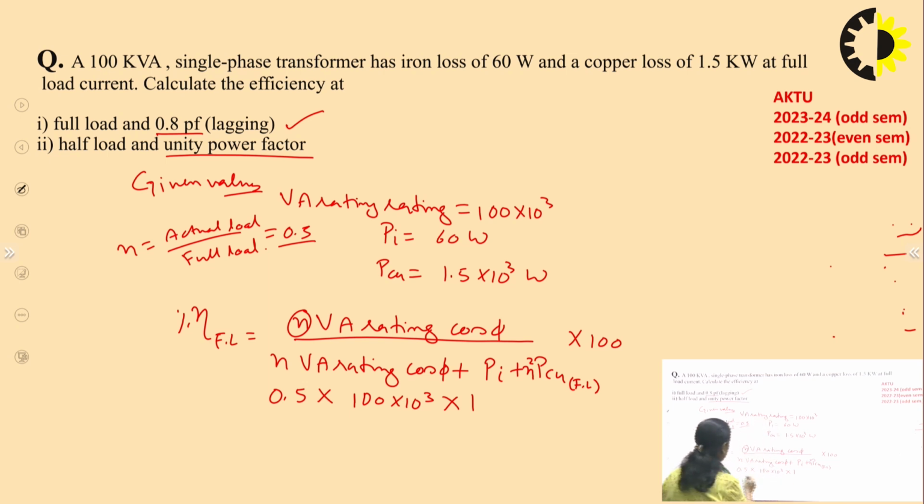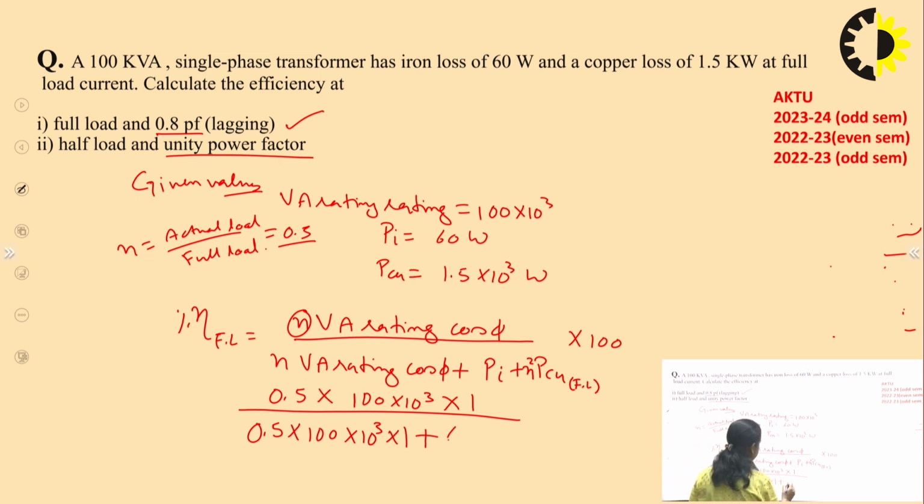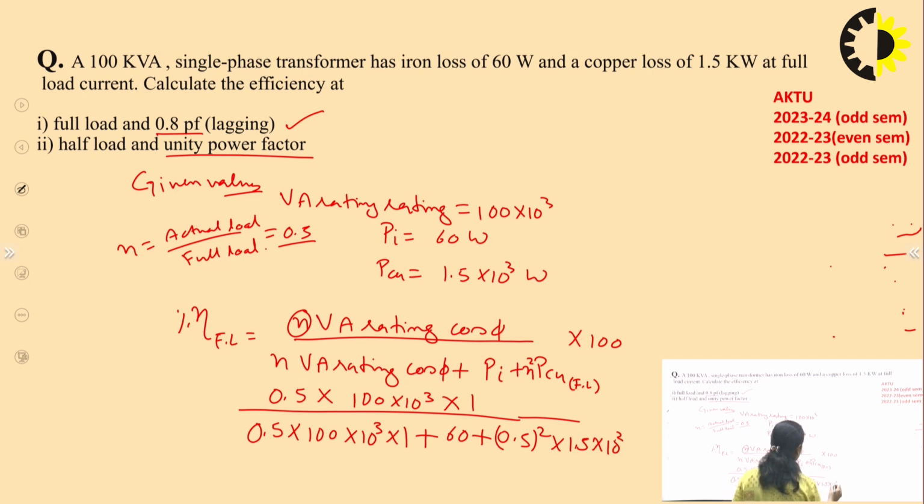So here you will write 1 divided by 0.5 into 100 into 10 power 3 into 1 plus iron loss is given 60 and plus copper loss, here n will be 0.5 whole square and copper loss is given 1.5 into 10 power 3 and into 100. So this is how you can find the efficiency at half load.